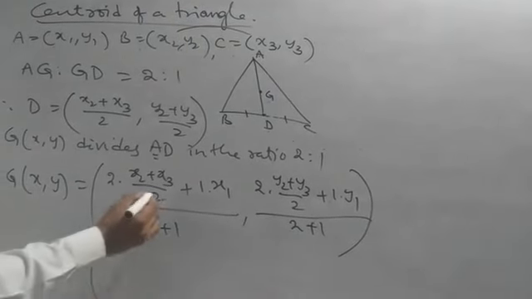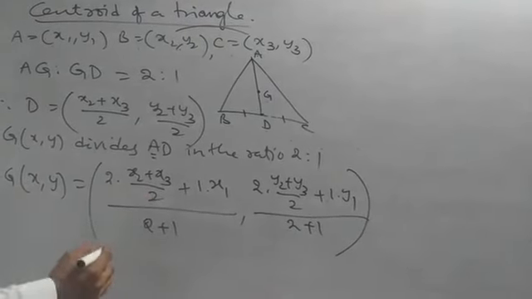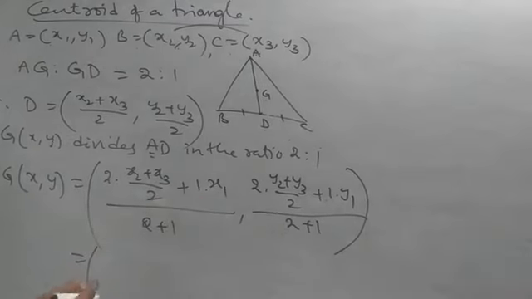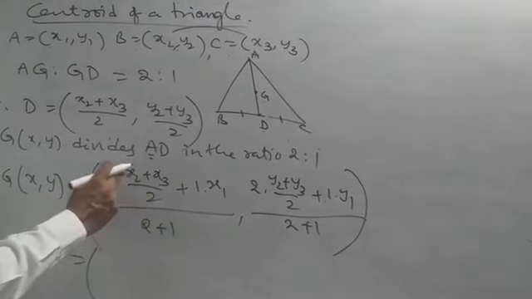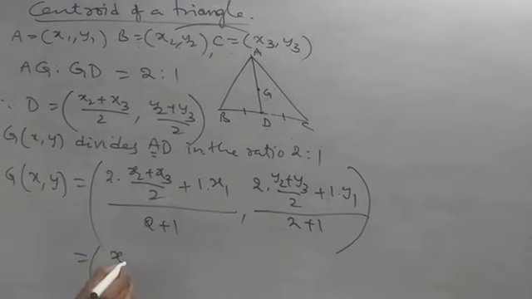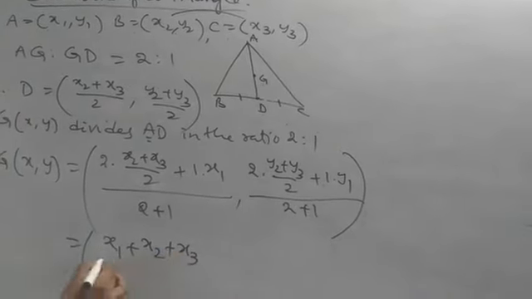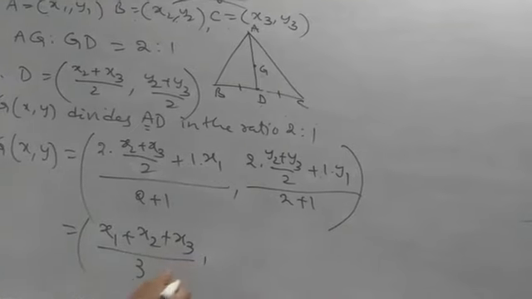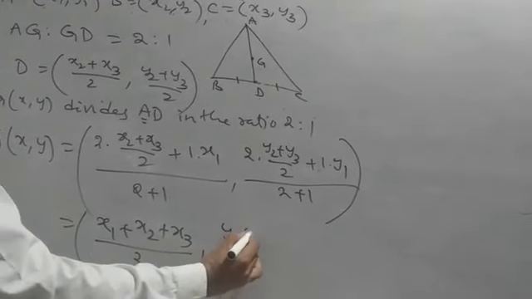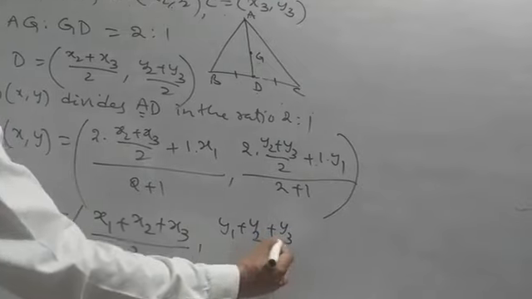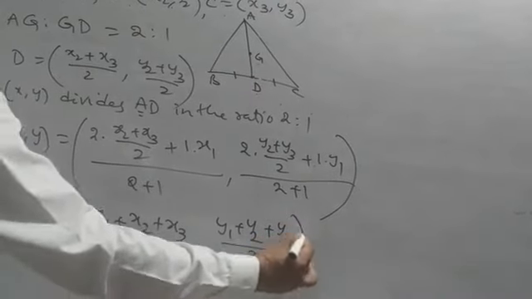If you simplify, this 2 cancels, 1 into x1 is nothing but x1. So you are getting x1, x2, x3. In order, I can write this as (x1 plus x2 plus x3) by 3, comma, (y1 plus y2 plus y3) by 3.